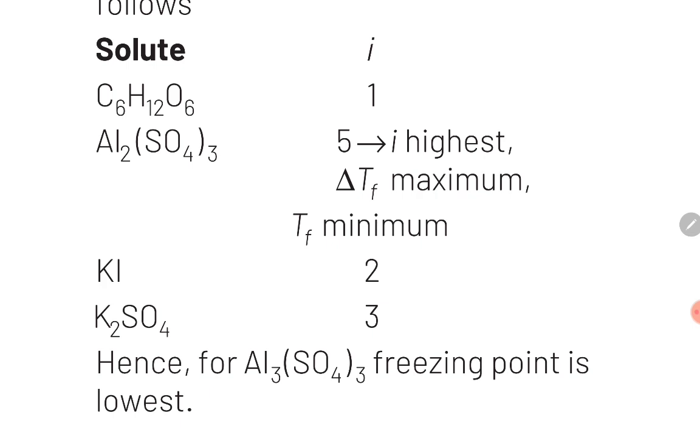Guys, आप यहाँ ऑब्जर्व कर सकते हो that Van't Hoff factor is maximum for Al2(SO4)3 which is equal to 5. Guys, higher the Van't Hoff factor, more will be the colligative property, and guys, यहाँ पे there will be more depression in freezing point. So guys, the correct answer for this question is Al2(SO4)3. So guys, with this we have completed this question. Let's move ahead to the next slide.